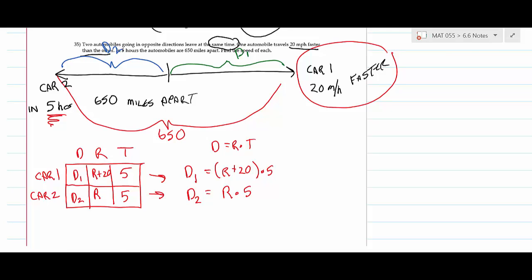D1 plus D2 is 650. What did you say? D1 plus D2 equals 650. Exactly. They add up to 650. They have to, right? Okay. This distance here and this distance have to add up to 650 because that's how far apart they are.